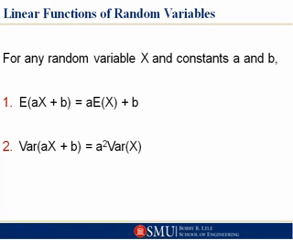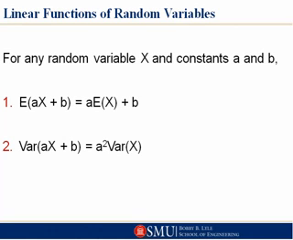Linear functions of random variables. This is an extension of the g of x that I mentioned a moment ago. Suppose we have any random variable and constants a and b, and we want E of g of x, where g of x is the linear function ax plus b. You could mathematically prove this with a proof, but this being an introduction to probability and statistics, I'm going to give you a few of these where I just say, this is what it is.